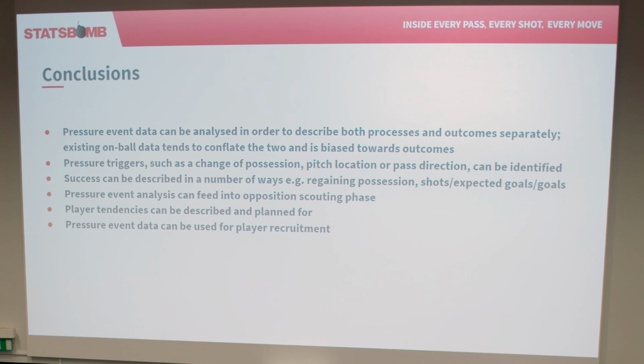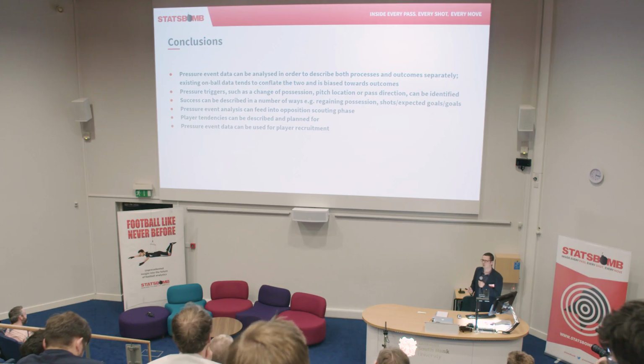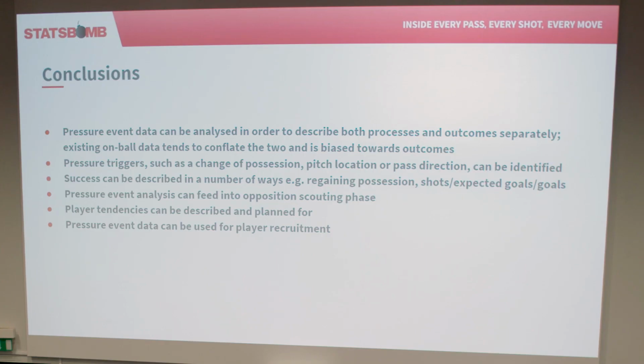So the metrics that have been used for pressing, things like passes per defensive action. People have looked at the amount of time that possession lasts, its length, and whether teams are breaking up possessions within a certain number of passes or a certain number of seconds. Those are very much biased towards outcomes, whereas this allows you to separate processes and outcome, which I think is quite a nice thing.